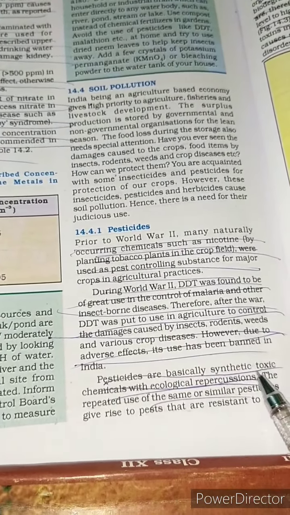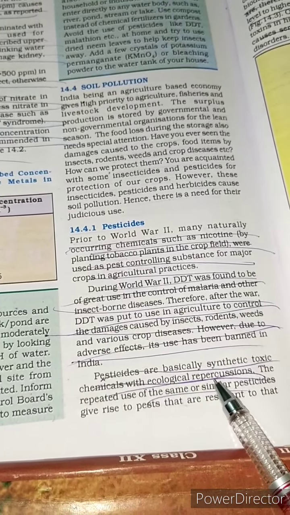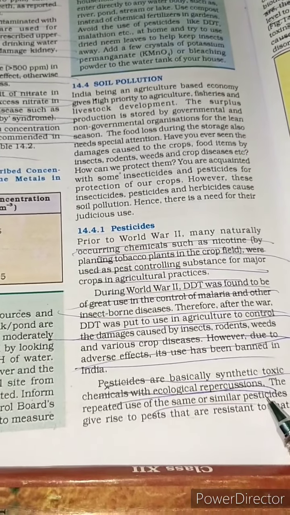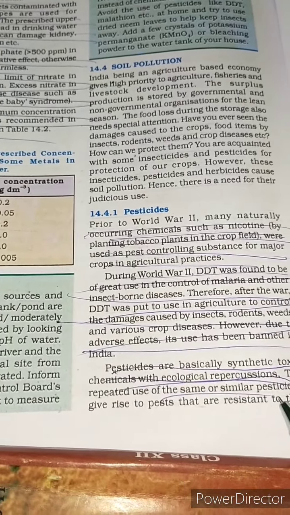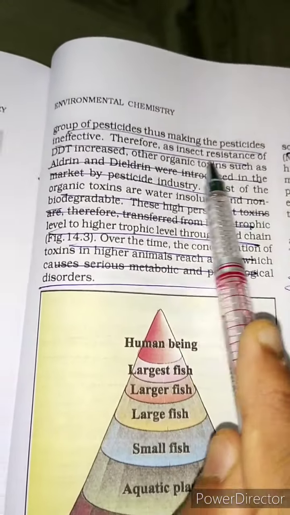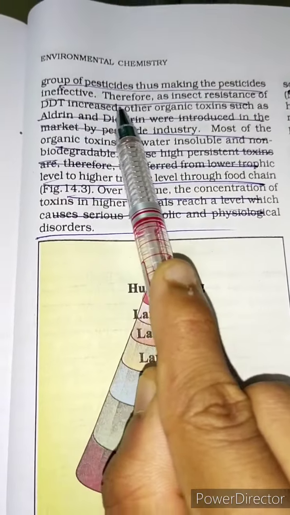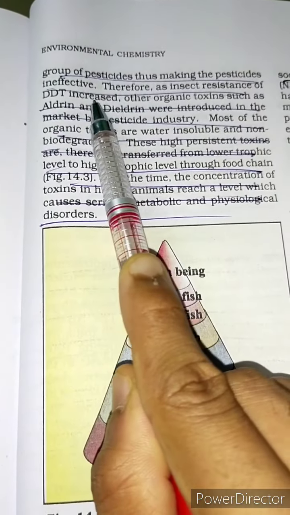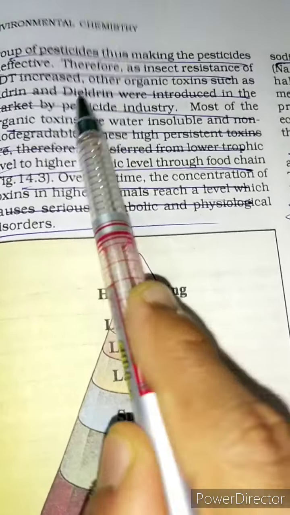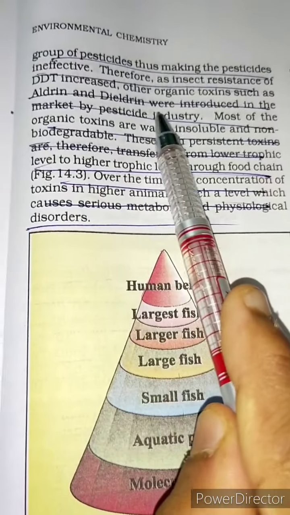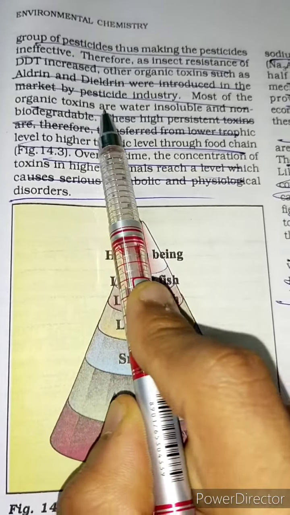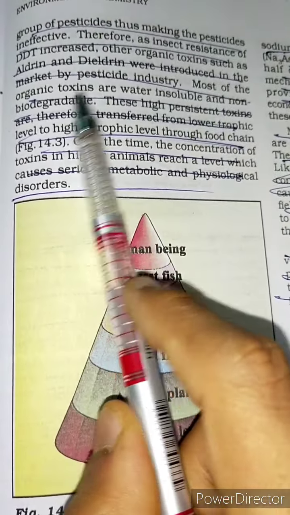Pesticides are basically synthetic toxic chemicals with ecological repercussions. The repeated use of the similar pesticide gives rise to pests that are resistant to a group of pesticides, thus making pesticides ineffective. Therefore, insect resistance to DDT increases. Other organic toxins such as aldrin and dieldrin were introduced in the market by the pesticide industry. Most of the organic toxins are water soluble and non-biodegradable.